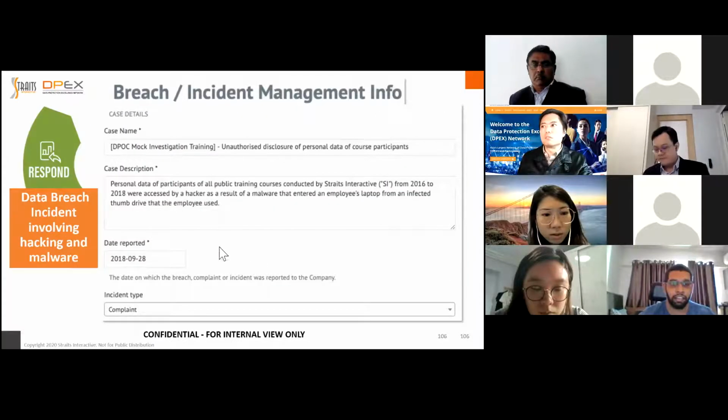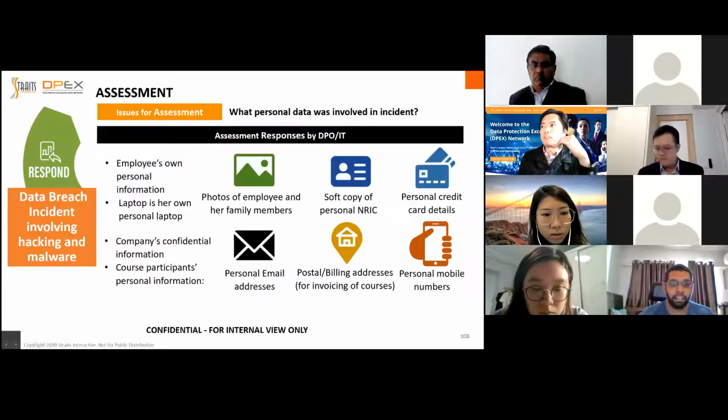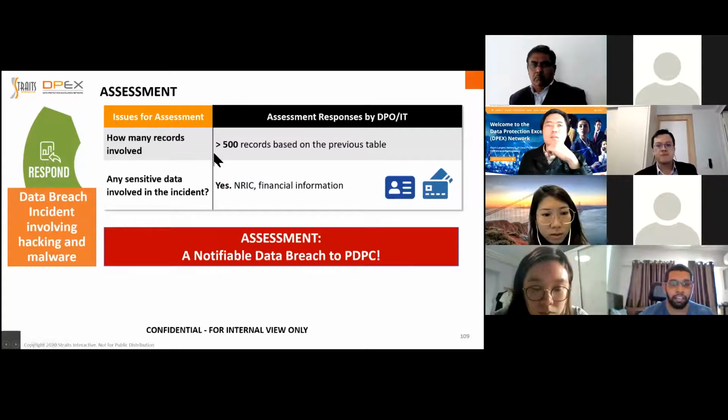Next, data breach. What happened? Oh, okay. An employee's laptop was infected. And this was the data involved: photos, IC, credit card, email addresses, postal addresses, mobile numbers of customers. See, that's a big deal. Why must we notify? Because it is more than 500 records, and yes, it has sensitive data, both IC and financial information, so there can be potential harm. With these two factors, we have to notify the PDPC.